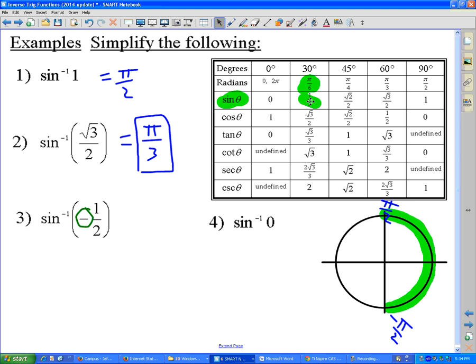So what we're going to do is drop down into quadrant 4, negative pi over 6, and that's now going to be in a quadrant that gives us a negative ratio. So that's our answer, negative pi over 6. Okay, so for inverse sine and inverse cosecant and inverse tangent, positives are going to be positive angles up to pi over 2. Negative ratios are going to create negative angles down to negative pi over 2.